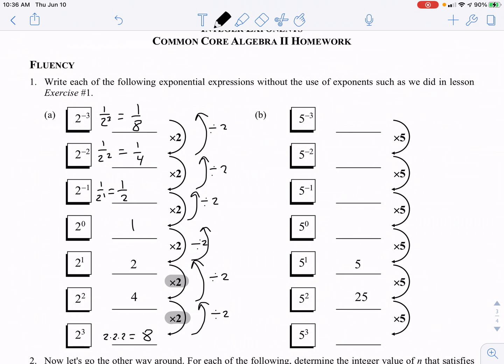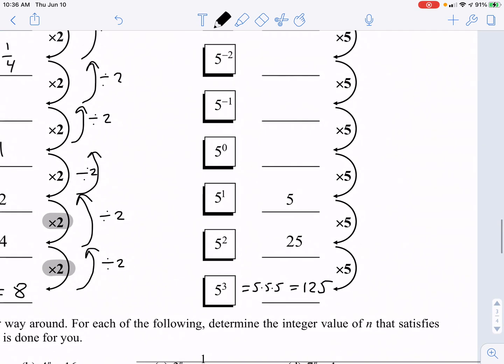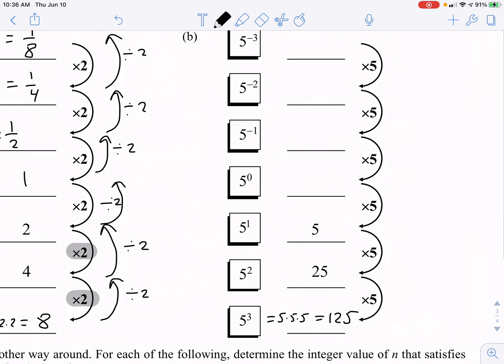In part B, we're doing the exact same exercise, but we're doing this with 5 as the base. Starting off with 5 to the first power, we get 5. 5 to the second power is 25. 5 to the third power would be 5 times itself 3 times. 5 times 5 times 5 would be 125.